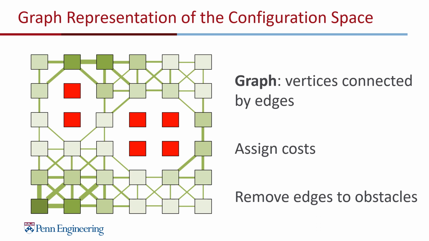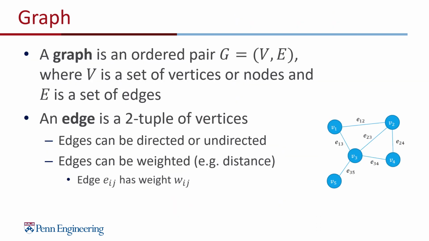Wherever there are obstacles, we must remove all the surrounding edges. This will prevent our algorithm from choosing paths that collide with obstacles. A graph is defined by its vertices and edges. An edge joins two vertices and is represented by the set of vertices it connects. Edges can be directed or undirected. For a directed graph, edges are represented by an ordered pair, and for an undirected graph, by an unordered pair. The costs associated with traversing between nodes in the graph are represented by edge weights.